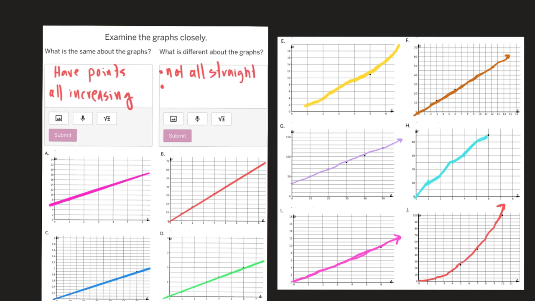Some go through 0. Some don't. Okay, so those are the things that I notice. I happen to know what's important to notice on the differences here, so those are probably good ones. But maybe you notice some other things too, and that's awesome. Let's take a look then at how we can tell if these are proportional or not.